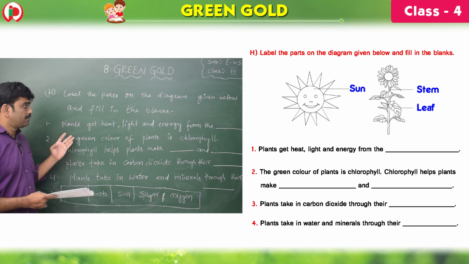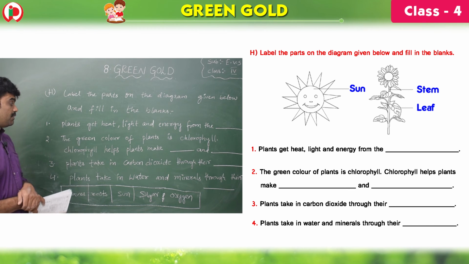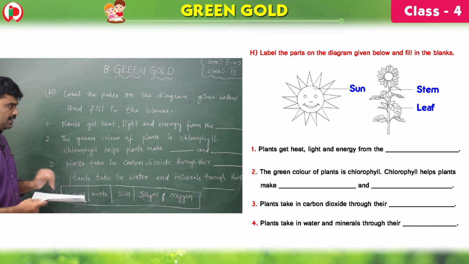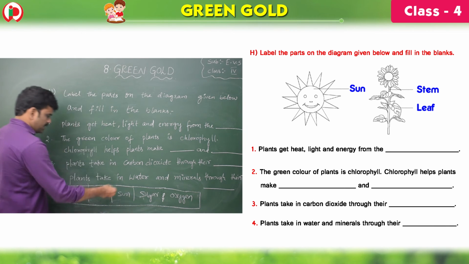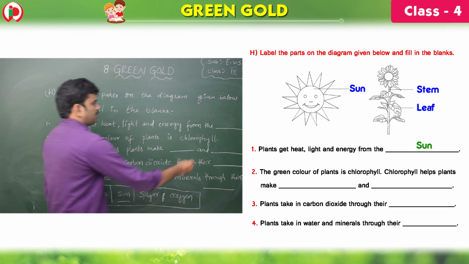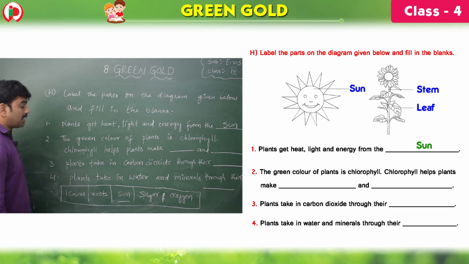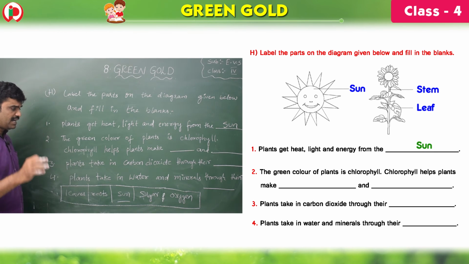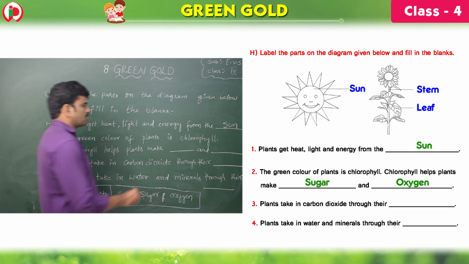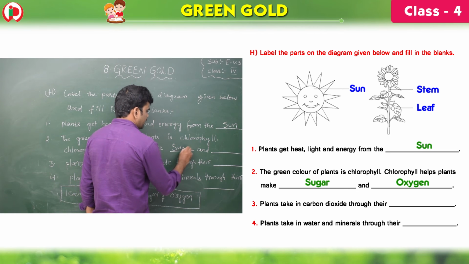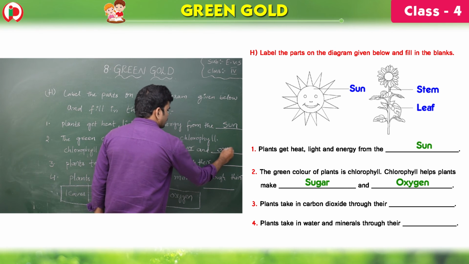Children, now see. After labeling, let's go for the fill in the blanks. Plants get heat, light and energy from the. What is this answer, children? Yes, sun. From the sun. Next one. The green color of plants is chlorophyll. Chlorophyll is the green color part. It helps plant make dash and dash. Sugar and oxygen. What is that, children? Sugar and oxygen.